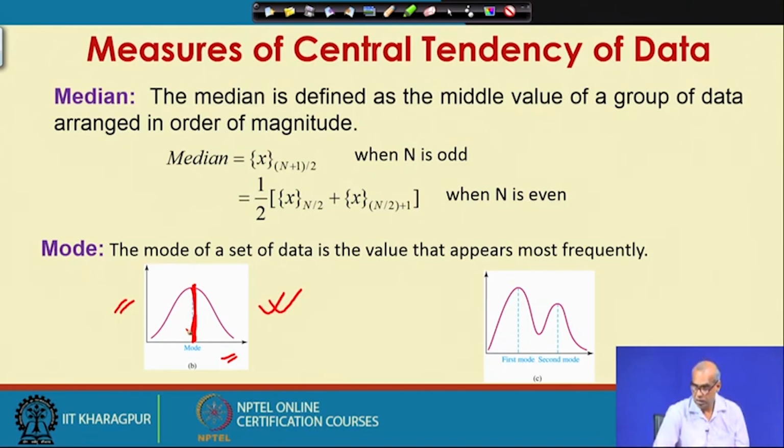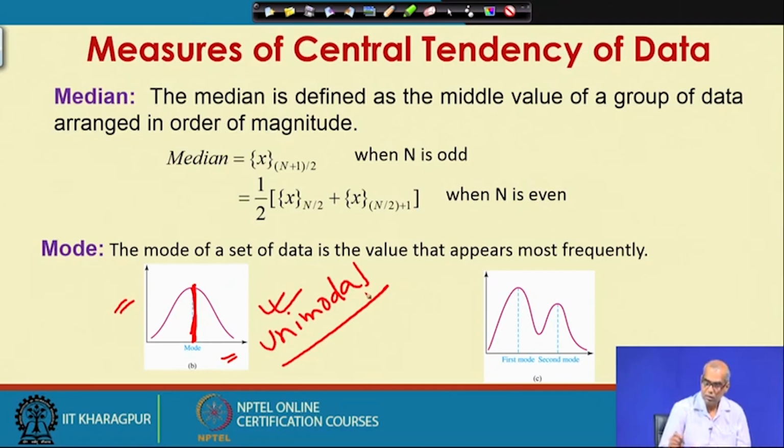It is not necessary that there will be only one mode. If there is only one mode, we call it unimodal. If the plot of frequency versus observations is like this, you have one mode here, you have another mode here. So, this is known as bimodal distribution.